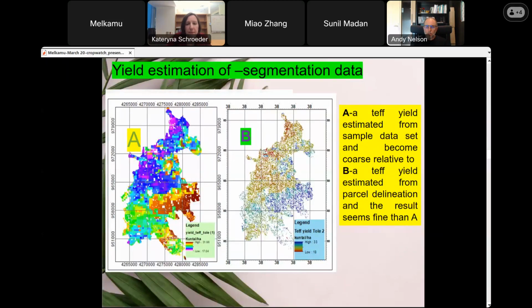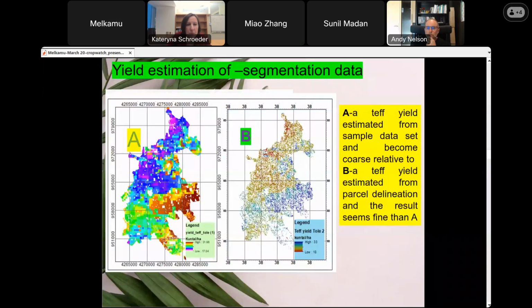So then we tried to compare which one is more precise. For example, if you see from the screen, on B, we have digitized the cropland from satellite image. On A, we used the secondary data set. In B, the agricultural land which was digitized by Google satellite was more precise than the secondary data of A.